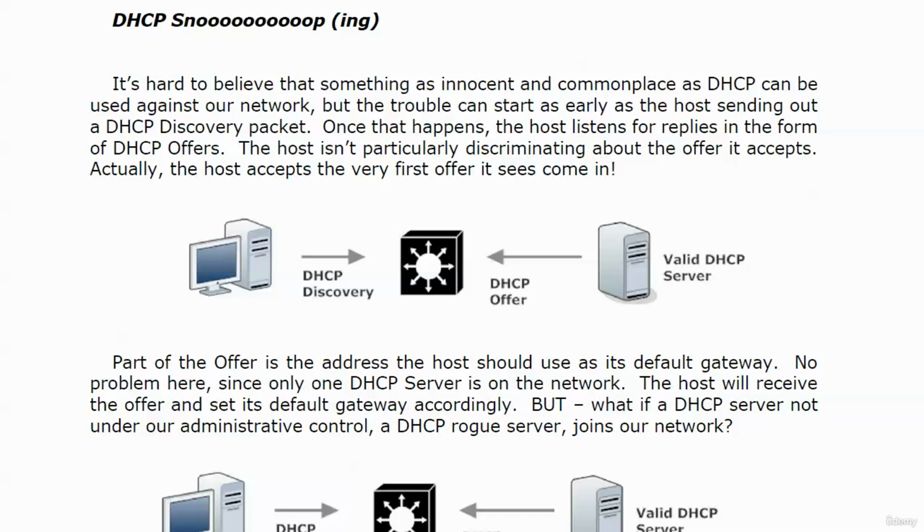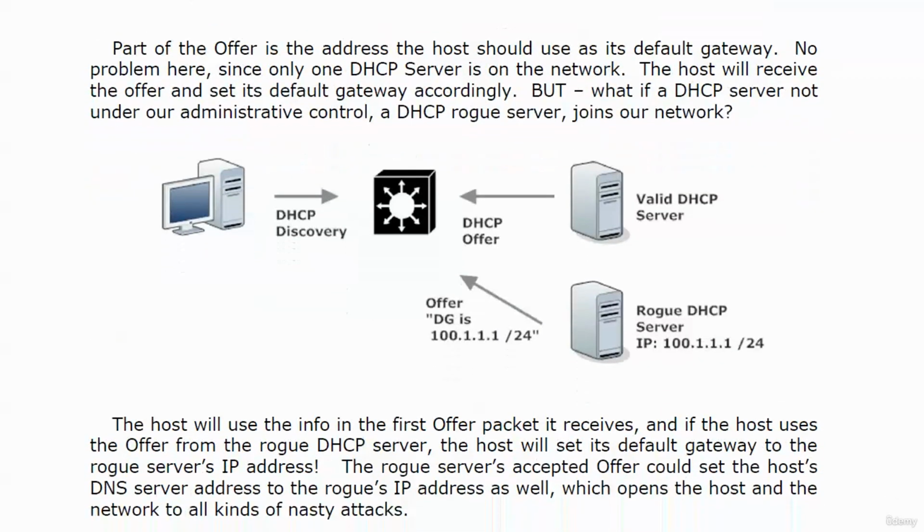Now, part of that offer is the address that the host should use as its default gateway. It's no problem in this first illustration because we only have one DHCP server. The host will get the offer and set its default gateway accordingly. But what if a DHCP server not under our administrative control, a rogue DHCP server, somehow joins our network?